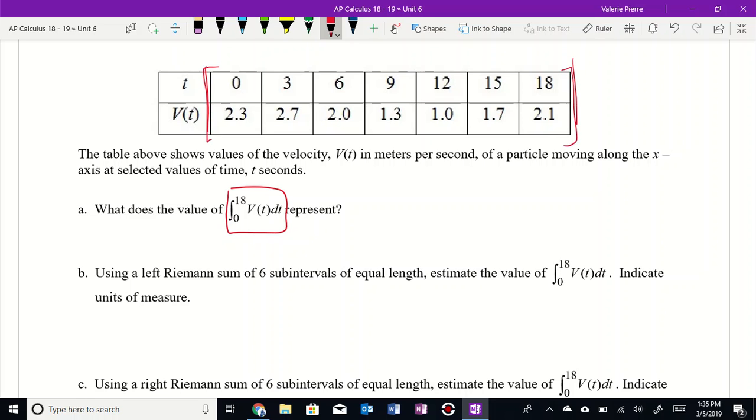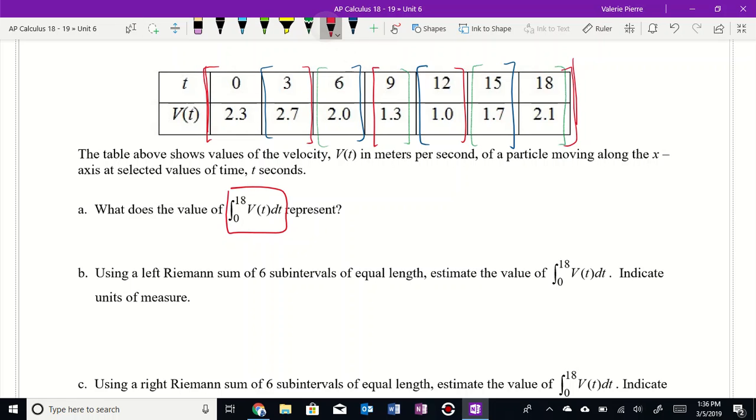And I want 6 subintervals. So if I split this into 6 subintervals, I get 0 to 3, 3 to 6, 6 to 9, 9 to 12, 12 to 15, and 15 to 18. That's 6 subintervals.